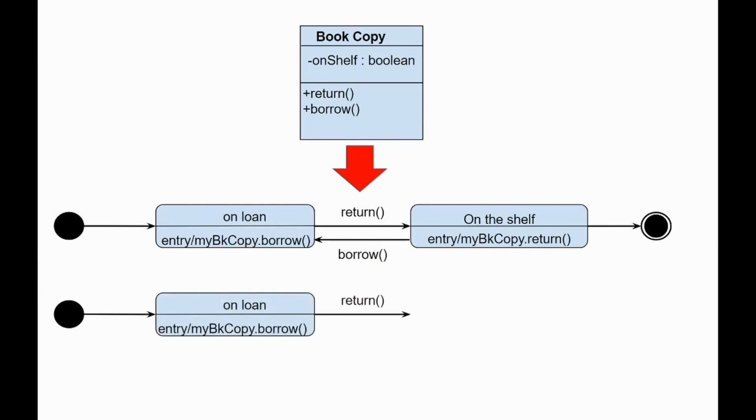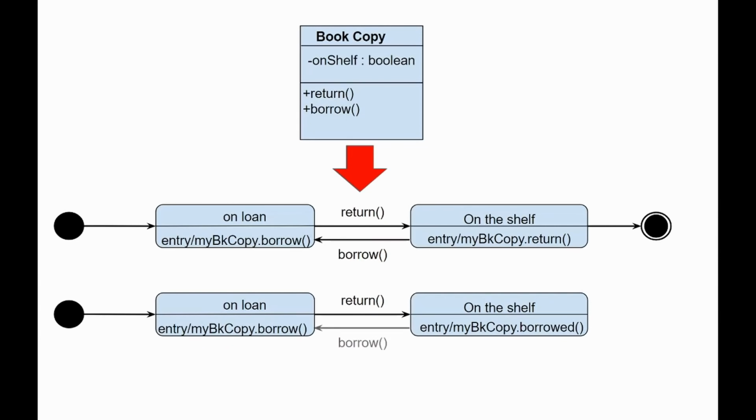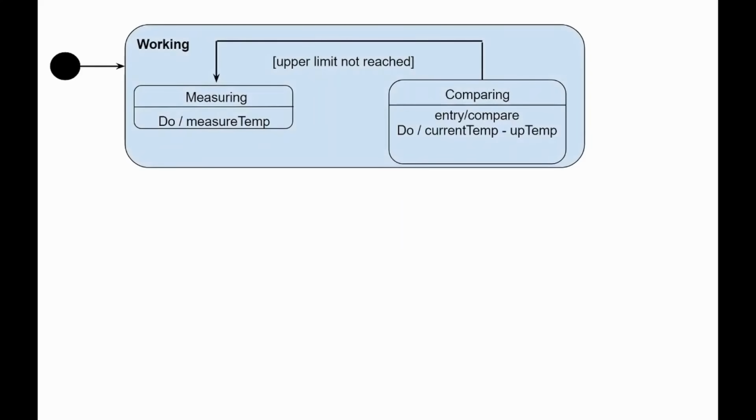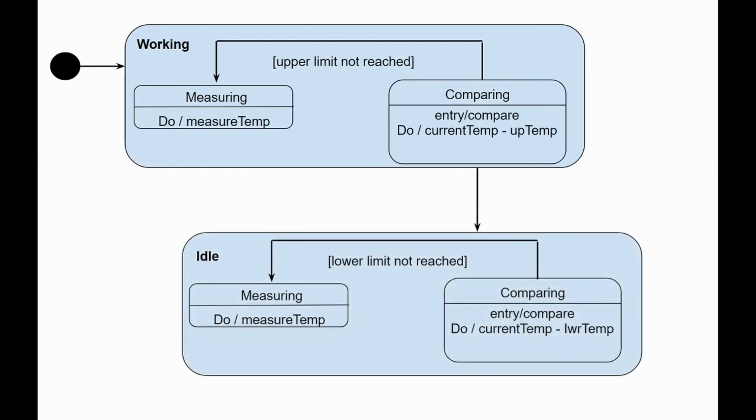Entry action is any action that is executed whenever an object enters the specified state. Exit action is any action that is executed whenever an object leaves the state. Now let's talk about substates. A simple state is a state that does not have a substructure. A state that has substates or nested states is called a composite state. Substates can be nested at any level.